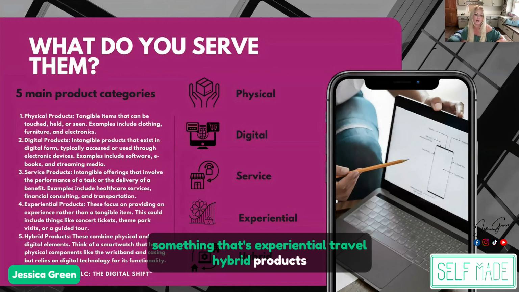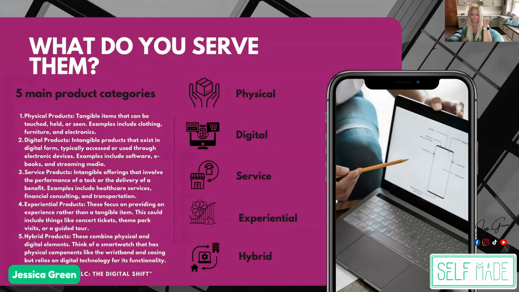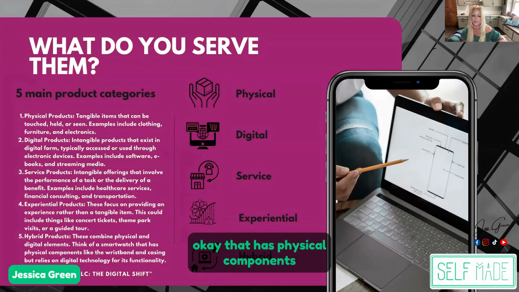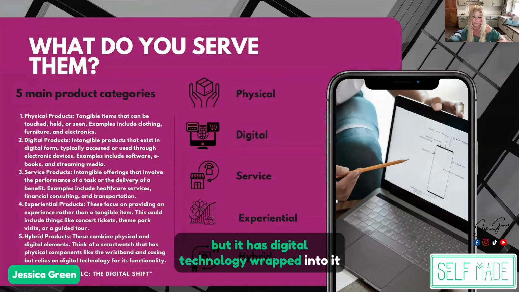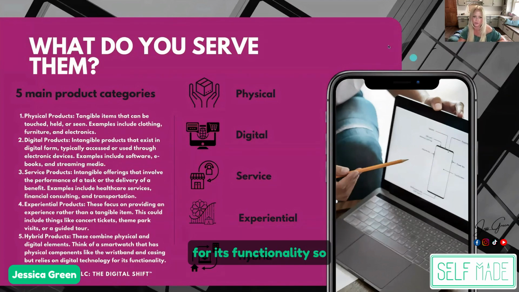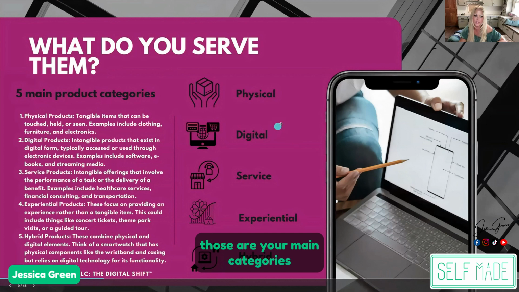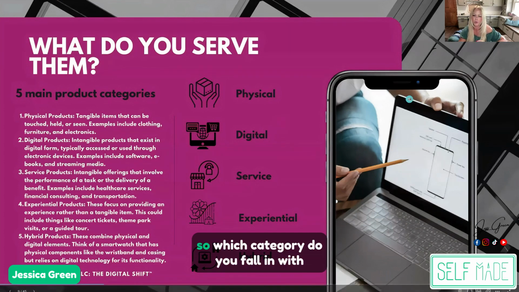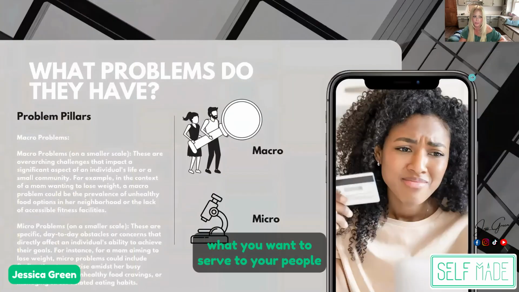Travel. Hybrid products combine physical and digital elements. Think of a smartwatch, okay, that has physical components. They're going to send it to you. You're going to have a wristband and casing, but it has digital technology wrapped into it for its functionality. So those are your main categories of what you serve them. So which category do you fall in with what you want to serve to your people?